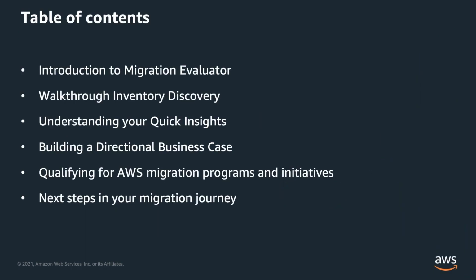Here is our agenda for today. We will start with an introduction to the challenges many organizations experience when deciding to migrate, how Migration Evaluator can help, and where we are positioned in the migration journey. We'll go through the methods we have to gather inventory and the first deliverable, the Quick Insights report. Next, we'll look at the directional business case and the analytics viewer, additional deliverables that are available to you on request. Then we will look at how Migration Evaluator can help qualify you for AWS programs and incentives. And finally, we'll look at how you can request an assessment and the next steps in your migration journey.